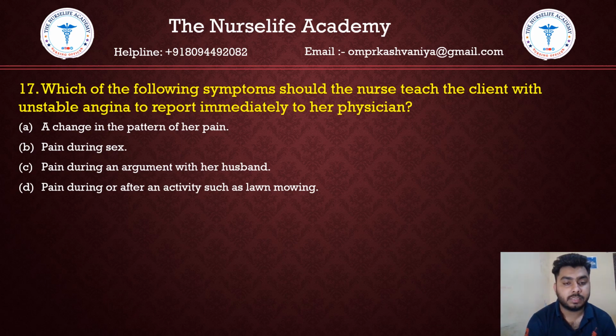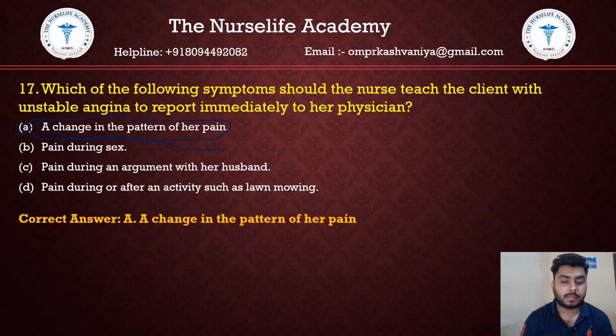So the right answer is option A. Change in the pattern of the pain. यानी कि अनस्टेबल एंजाइना का मतलब होता है कि विदाउट एनी रीजन, अगर चेस्ट पेन हो रहा है और पेन का जो पैटर्न चेंज हो रहा है, दैट इंडिकेट द अनस्टेबल एंजाइना. So the right answer is option A. Next question.